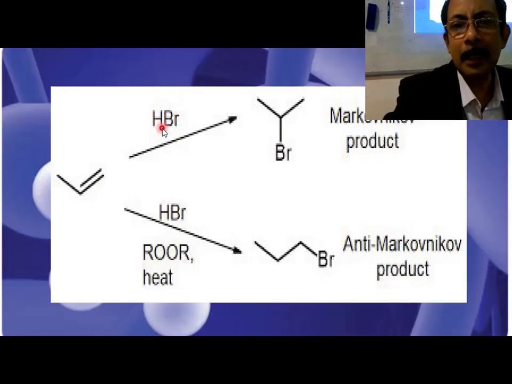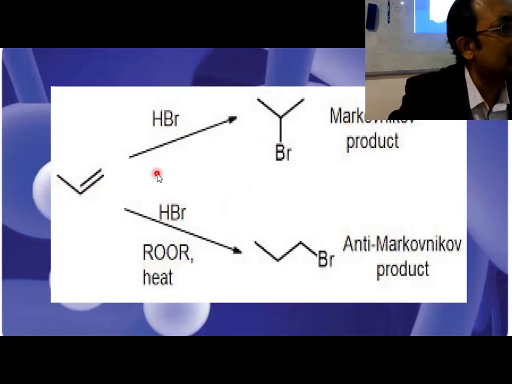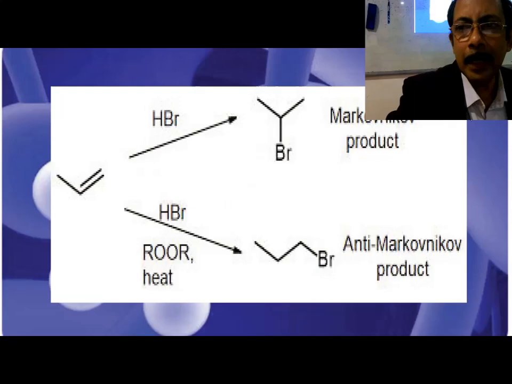So HBr here becomes H+ and Br-. Then, as this molecule is electron rich, Br- cannot attack, so H+ will attack. First H+ will be added, making a carbocation over here at carbon number 2, followed by Br- addition. So that is the mechanism, and you get the 2-bromo product, which is called the Markovnikov product.